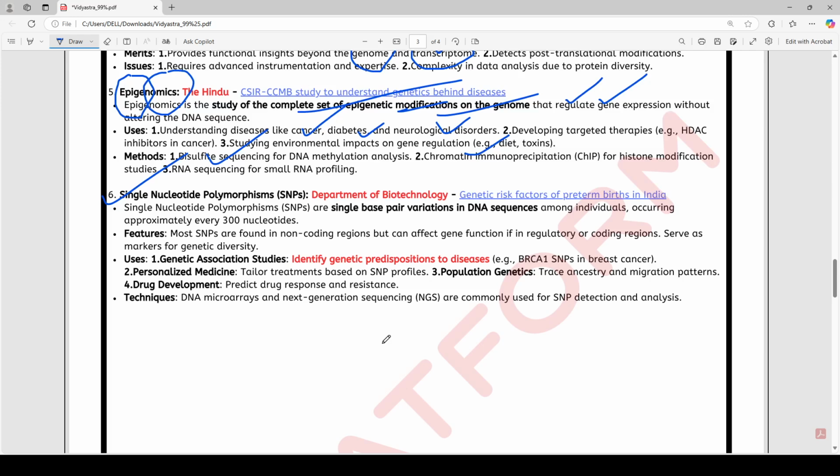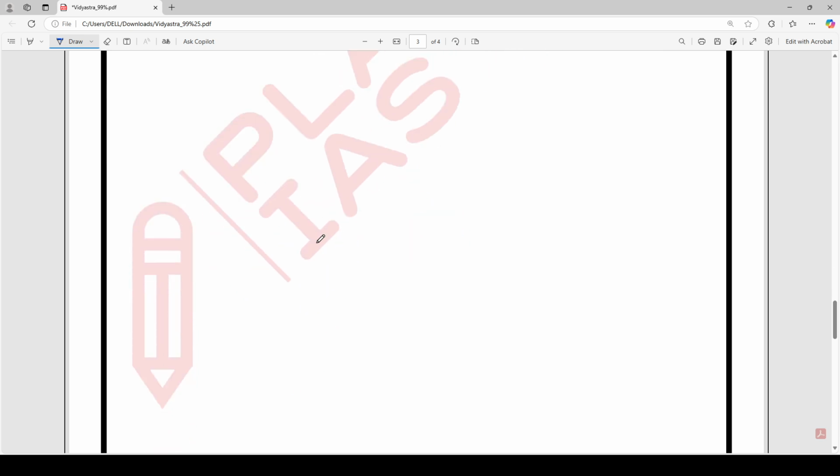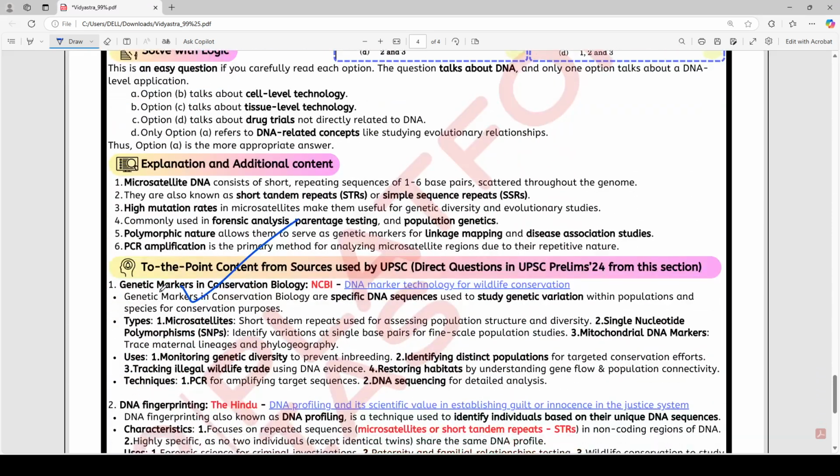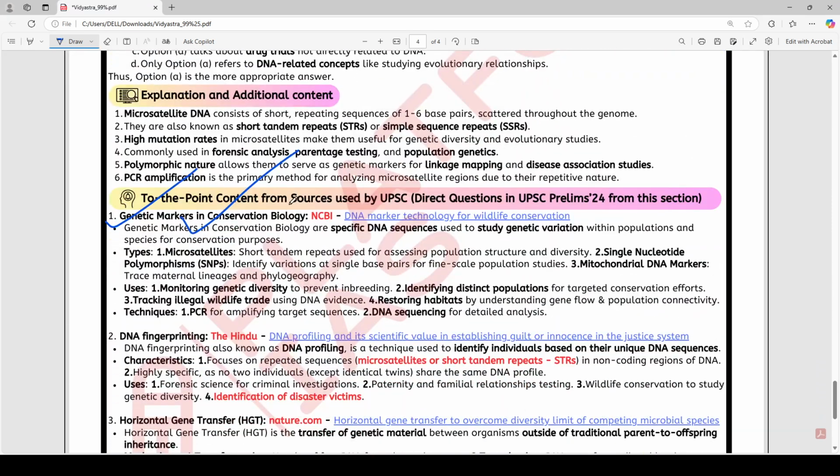Before this, I wanted to cover one thing, yes, I forgot it: genetic markers in conservation biology. Genetic markers, to be very precise. Now, you all know we are humans, or let's say there is a population of tigers, a population of lions. Despite belonging to the same species, we are different. Then why are we different?